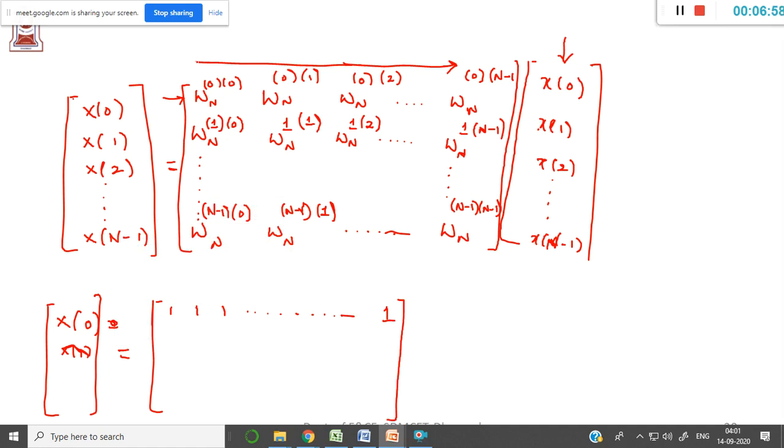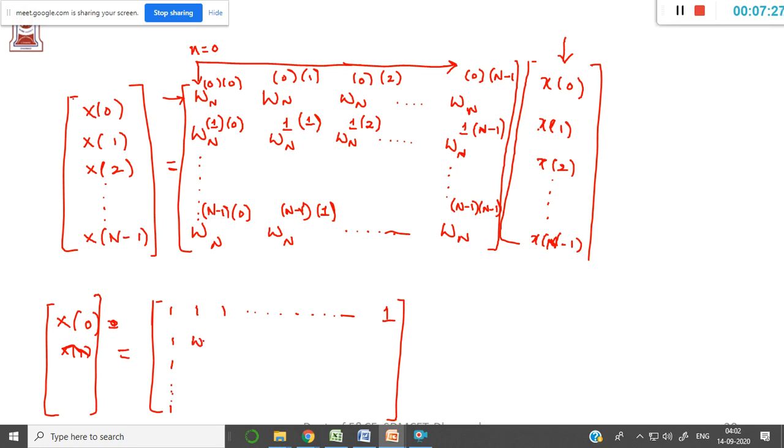Similarly, the first column is also 1. Look at this, the small n value at the very beginning will be 0, right? So therefore the column is also 1, 1, and till the last value is also 1, because you are going to get the last value as Wn to the power of (n minus 1) into 0, therefore it will be Wn to the power of 0, therefore it is 1 itself.